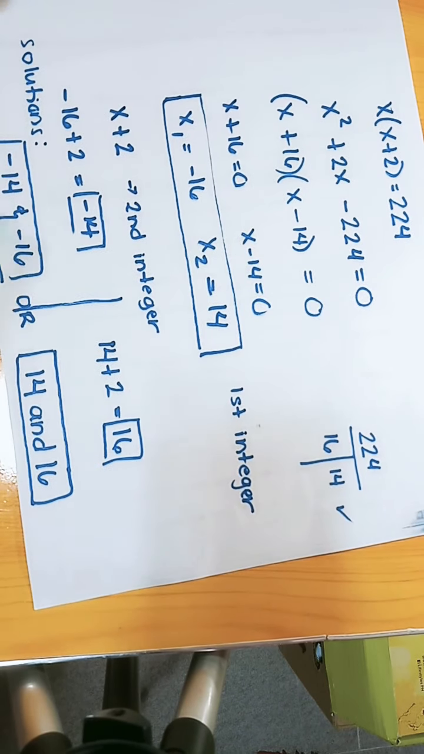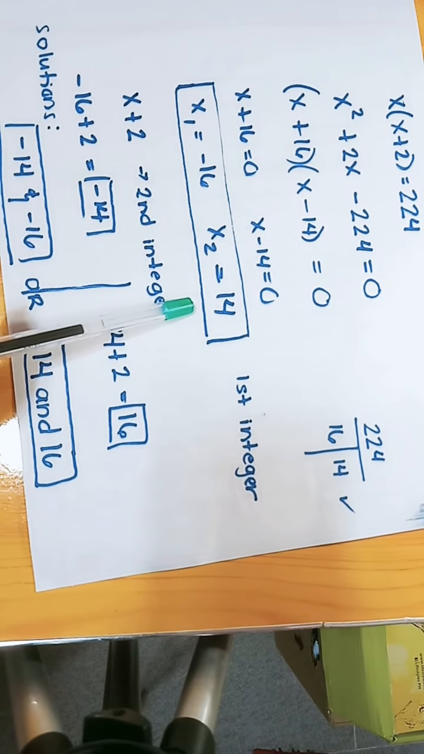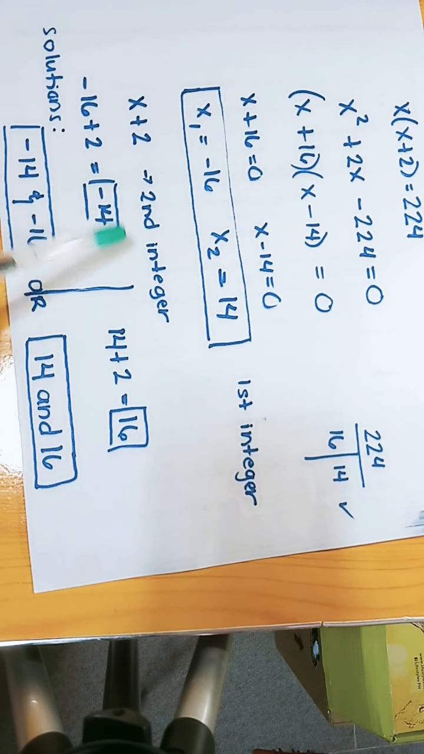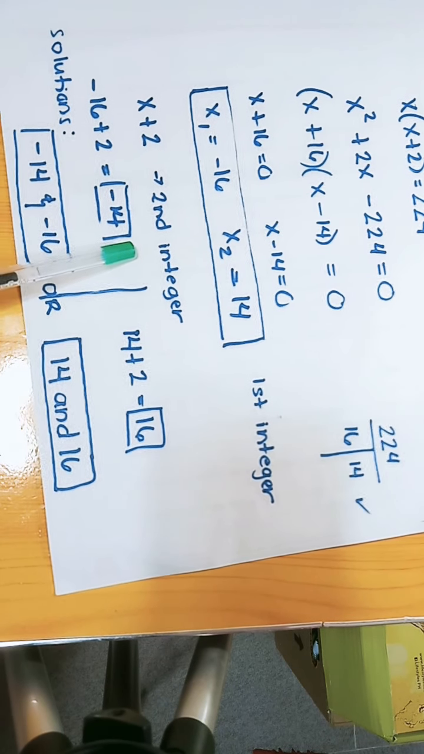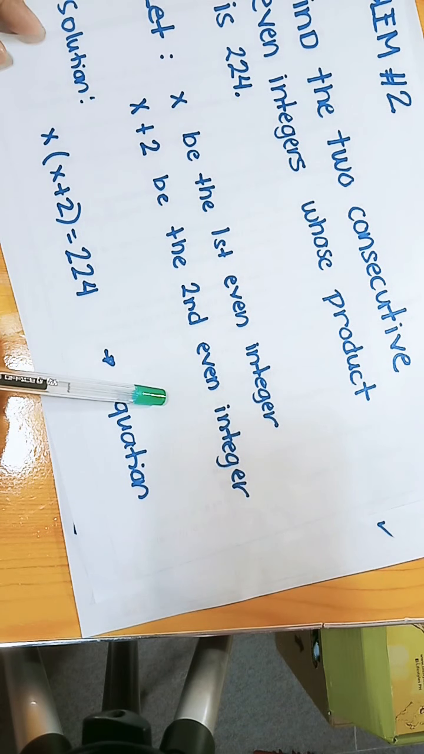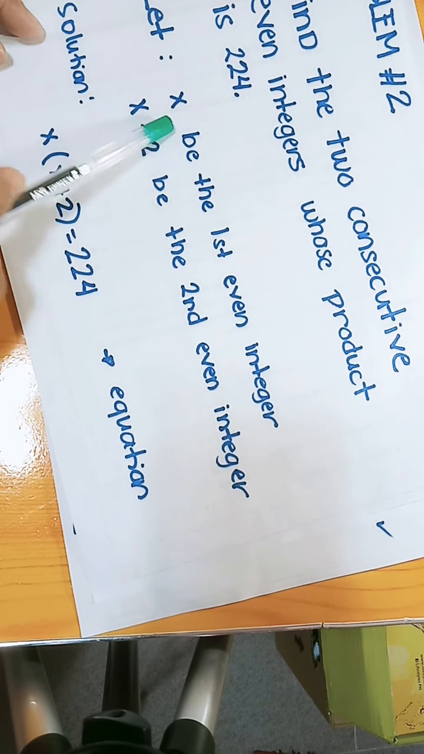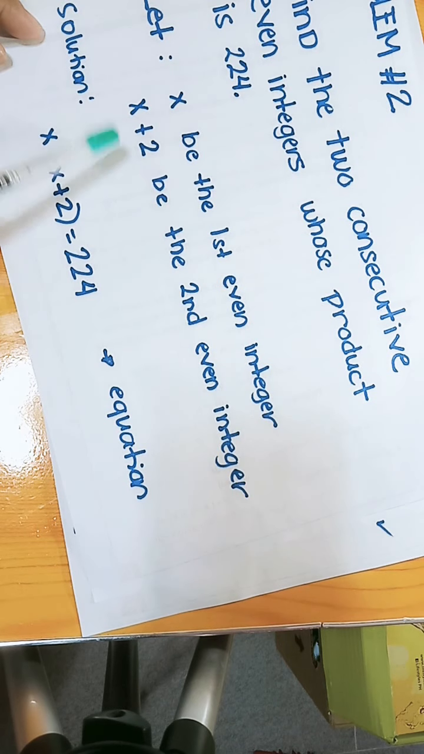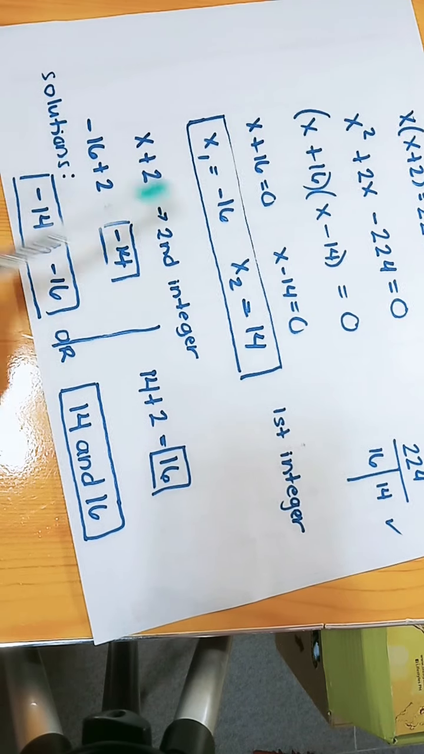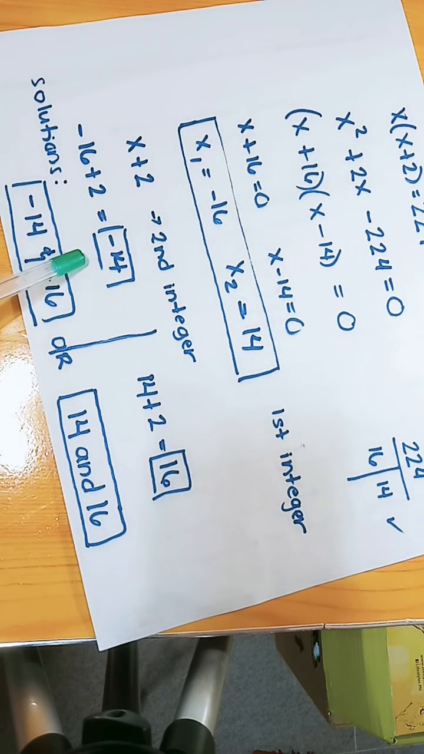So, this will be our first integer. For the first integer, it can be negative 16 or it can be positive 14. Okay, since both are even integers. So, x plus 2 will be our second integer. Sabi natin kanina sa representation, x plus 2 be the second even integer. So, isa-substitute natin yung ating nakuha na first even integer to find the second even integer. Ayan, substitution tayo ngayon. So, we have negative 16 plus 2 is equal to negative 14.